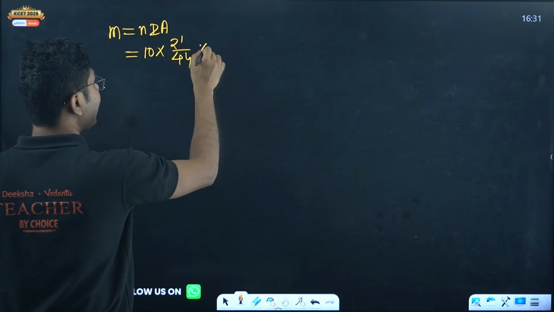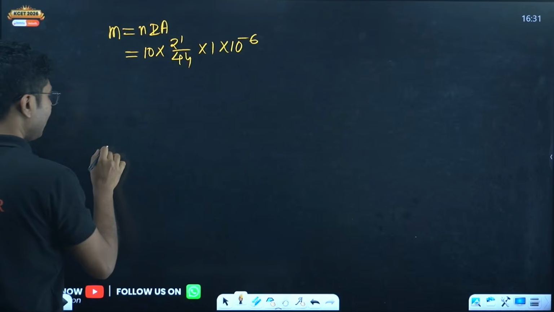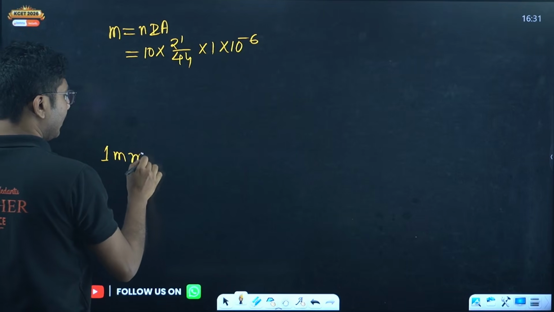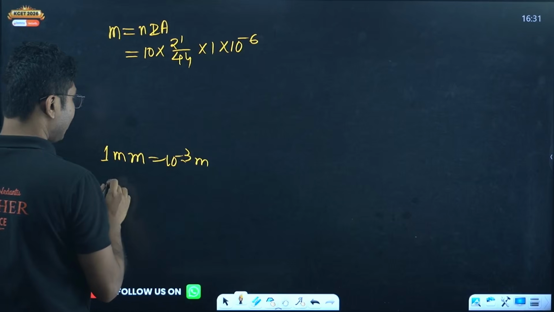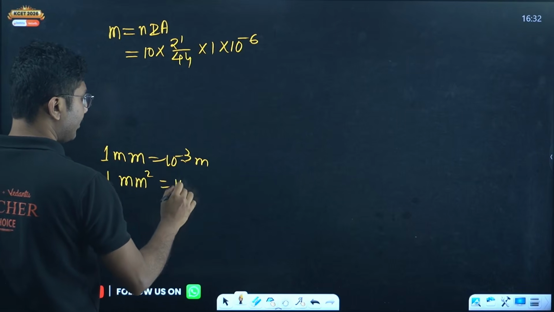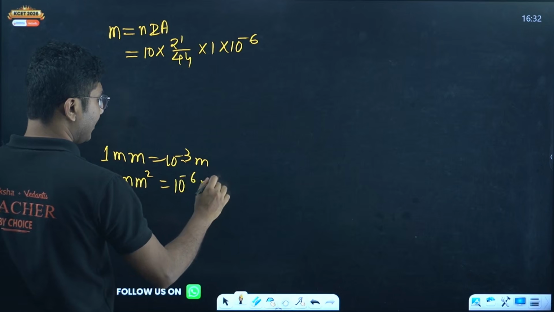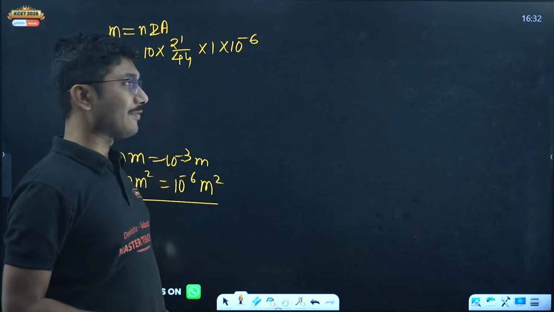1 millimeter square means 1 into 10 to the power of minus 6. 1 millimeter equals 10 to the power of minus 3 meter. That means 1 millimeter square is equal to 10 to the power of minus 6 meter square, right? So that's what we are doing here. So the magnetic moment we have calculated.